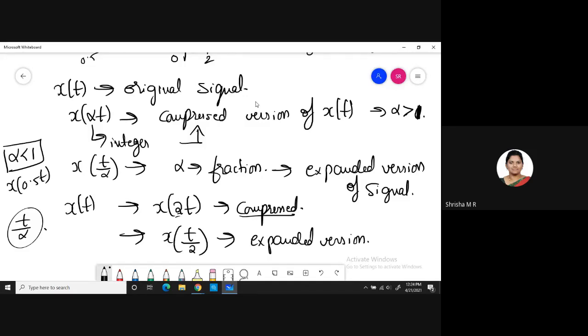Is it clear, everyone? Yes, ma'am. So if you have this alpha in the form of fractions, then your signal will be expanded. If you have alpha in the form of integer, then the signal will be a compressed version. Clear, everyone? Shall we see one problem on this?